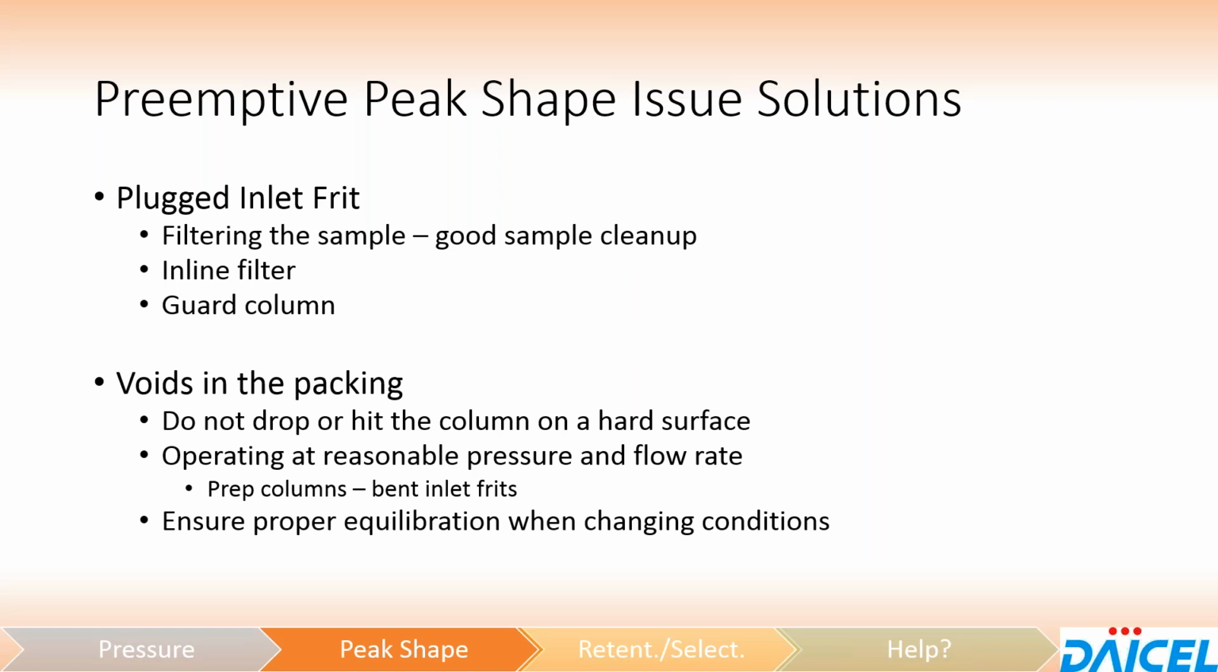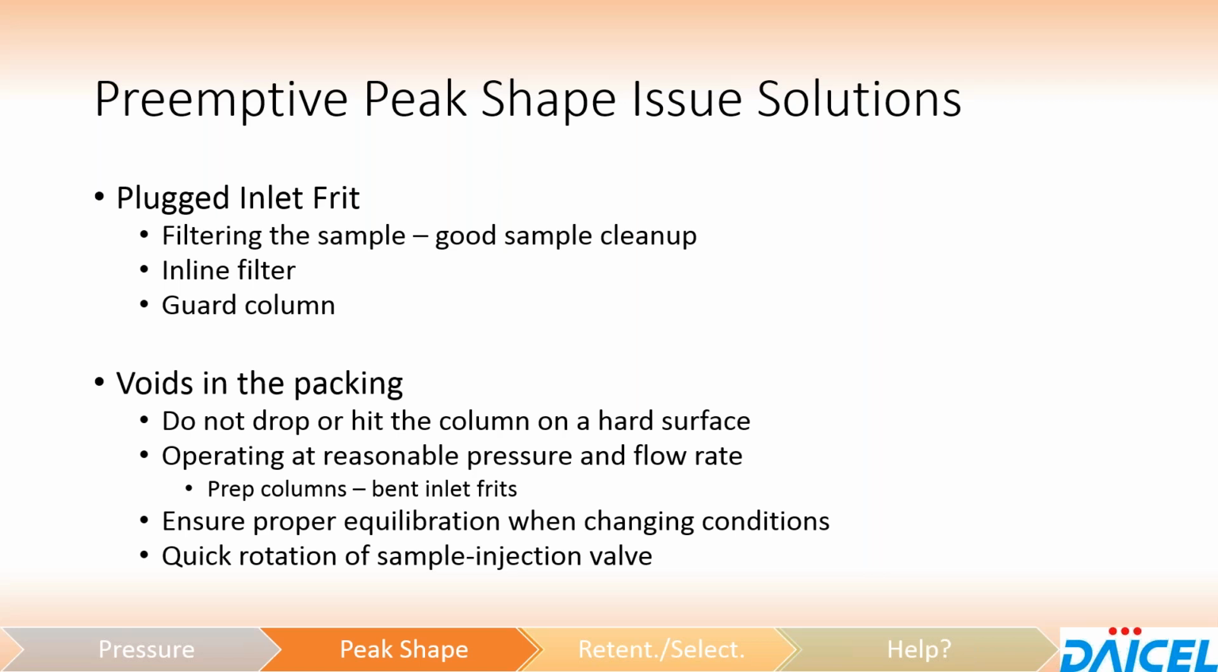Ensure that you are properly equilibrating your column before you switch your conditions. So if you're doing temperature experiments, or if you are changing the viscosity of your mobile phase, going from something that's very easy to push through the column, like 90/10 hexane/IPA, to 100% ethanol or 100% IPA, you'll want to make sure that you do a proper equilibration so that there's not a large pressure spike all of a sudden.